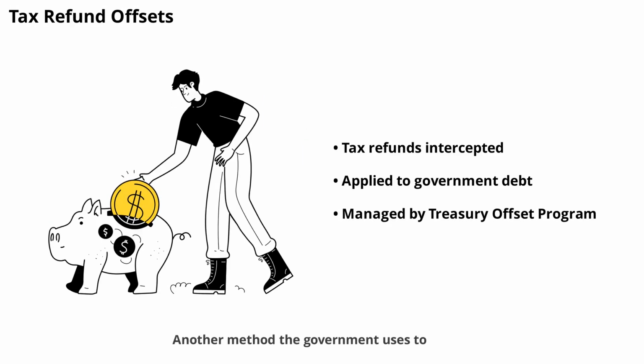Another method the government uses to collect debts is through tax refund offsets. If you owe money to a federal or state agency, your tax refund can be intercepted and applied to your debt. This is common for unpaid student loans, child support, or back taxes. The Treasury offset program manages these offsets, and you'll usually receive a notice if your refund is going to be taken. It's important to check your debt status before tax season to avoid surprises.